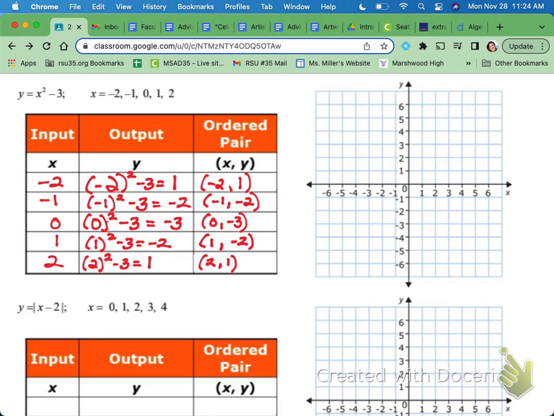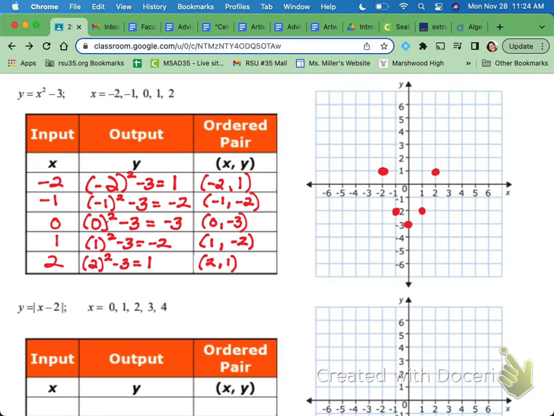So now when we plot these, -2, 1: left 2, up 1. -1, -2: left 1, down 2. 0, -3 would just be down 3. 1, -2: right 1, down 2. And then 2, 1: right 2, up 1.